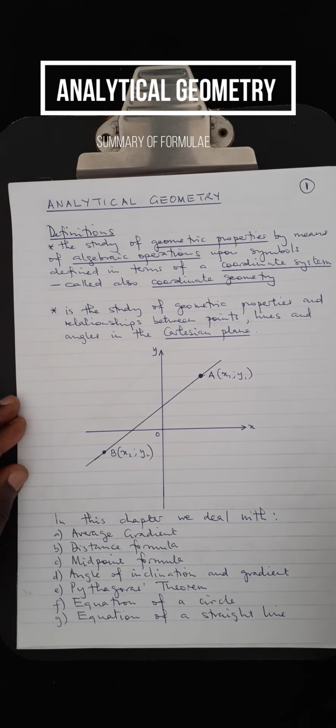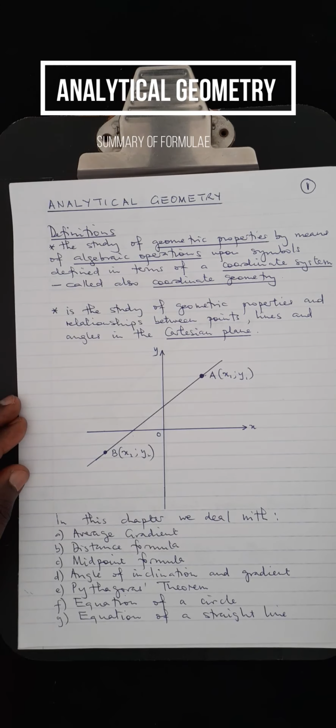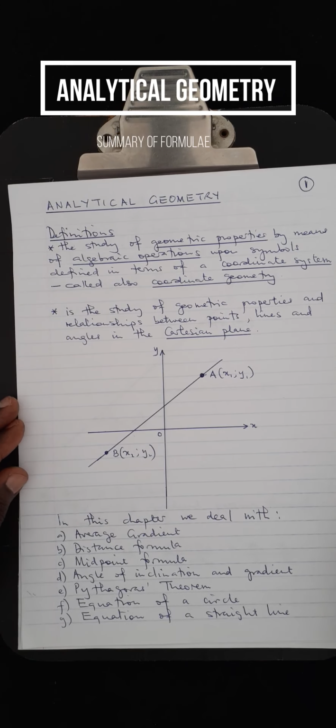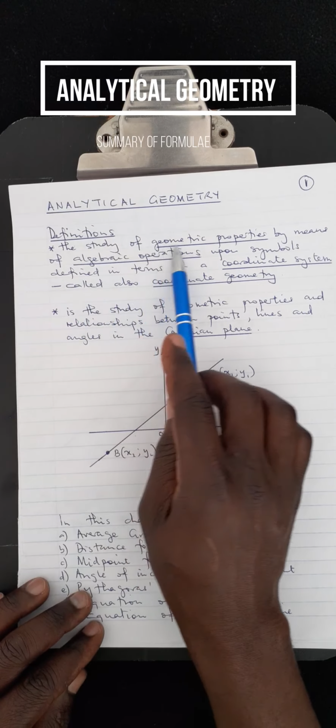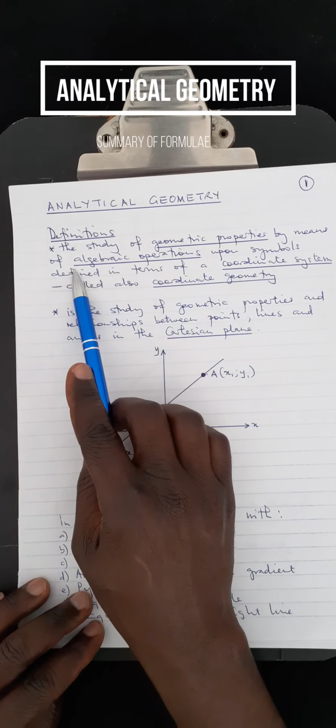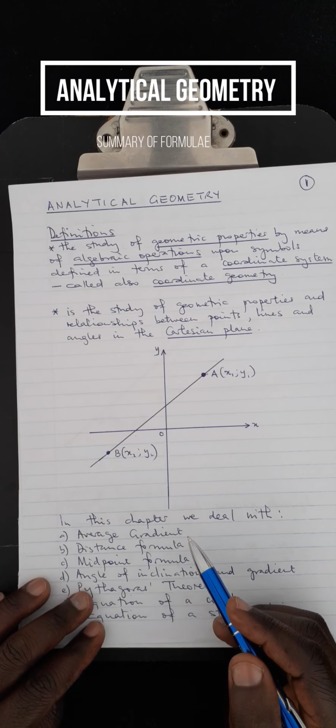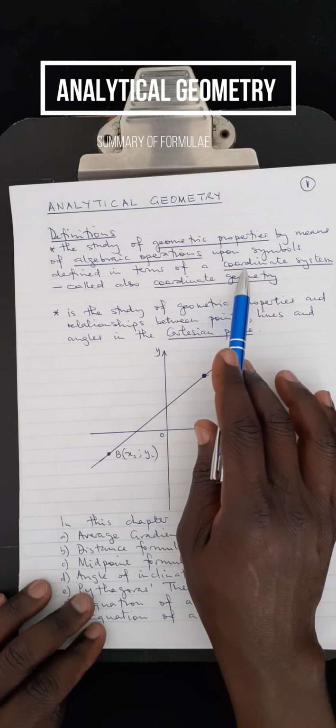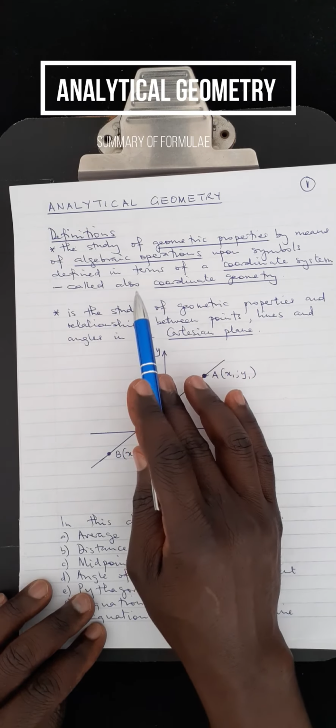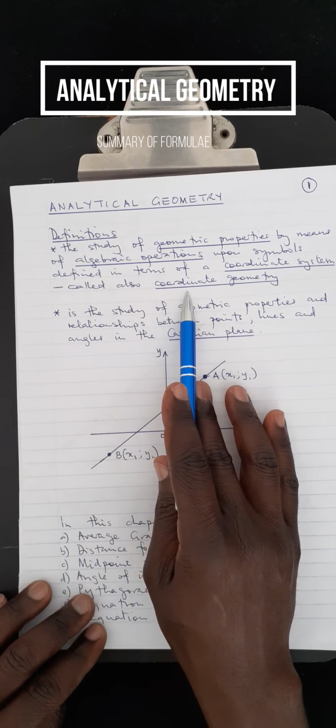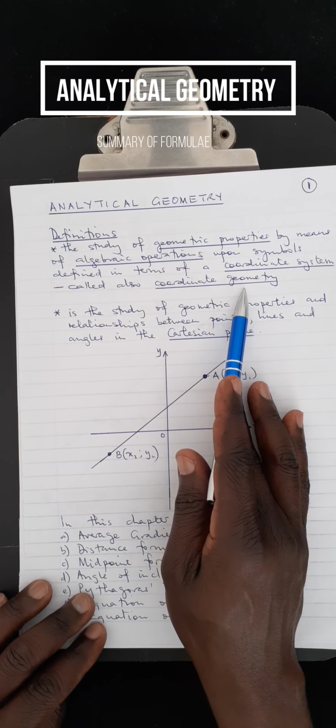I have two definitions here of analytical geometry. The first one says analytical geometry is the study of geometric properties by means of algebraic operations upon symbols defined in terms of a coordinate system. And analytical geometry is also called coordinate geometry.